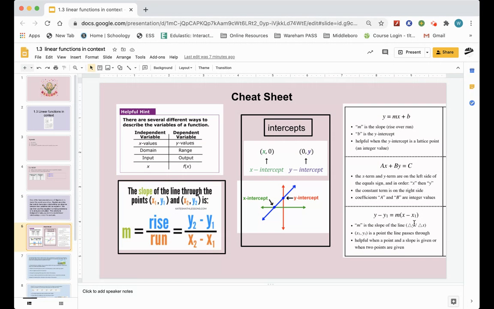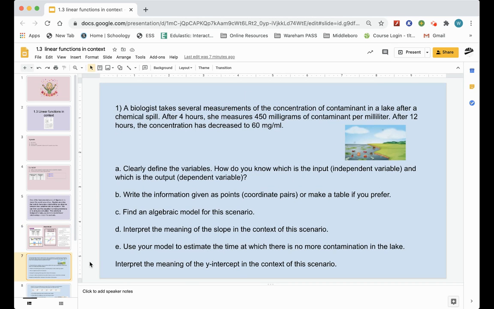And I made a little cheat sheet to remind you what the independent and dependent variables are, how to calculate the slope given 2 points, what the intercepts are, and then your 3 forms of linear equations: slope-intercept form, standard form, and the best form of all is the last form here, and it's point-slope form. All right, so let's look at our first situation.